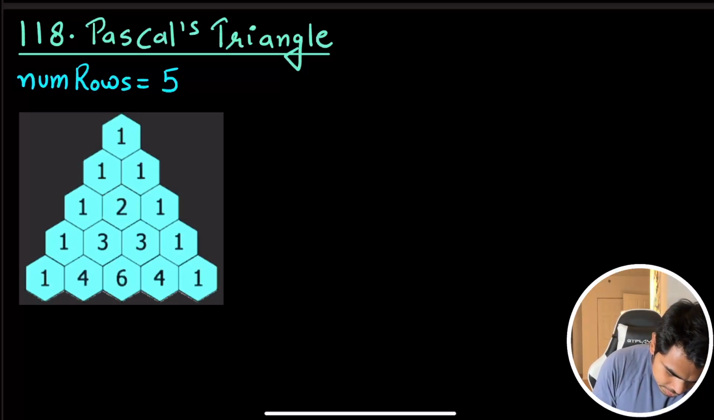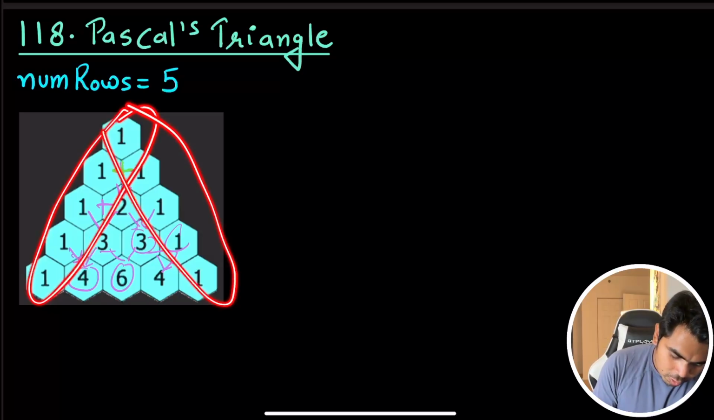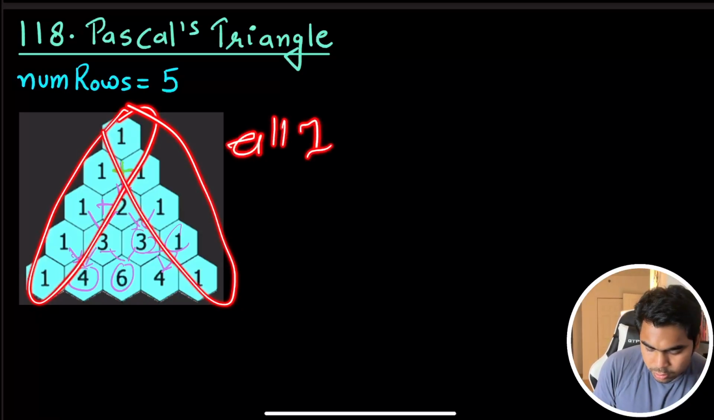So if I write it, these two sum up together to give us this 2, and then these two sum up to give 3, these two sum to give 3, and then 3 and 1 give us 4, 3 and 3 give us 6, and 3 and 1 give us 4. You must have noticed these corners are all ones.